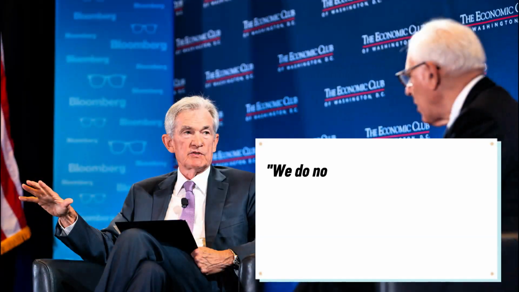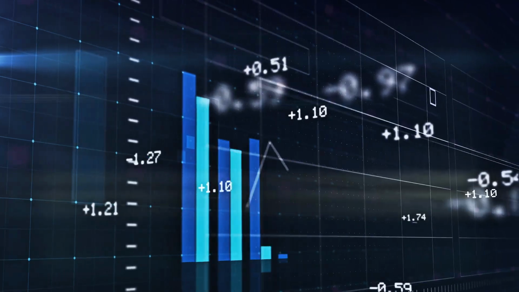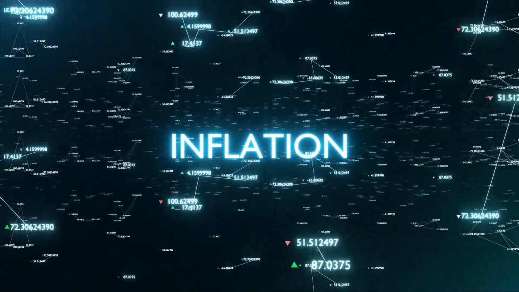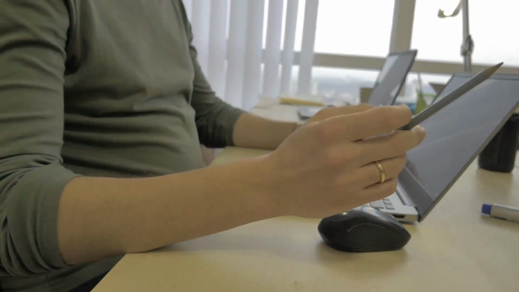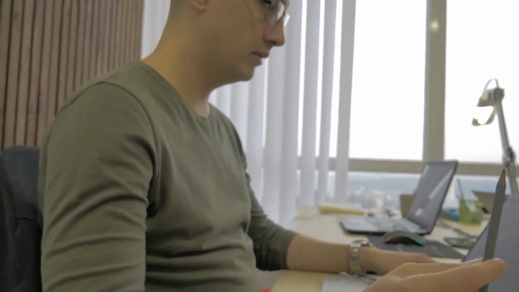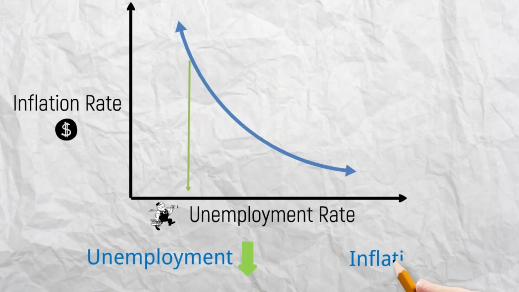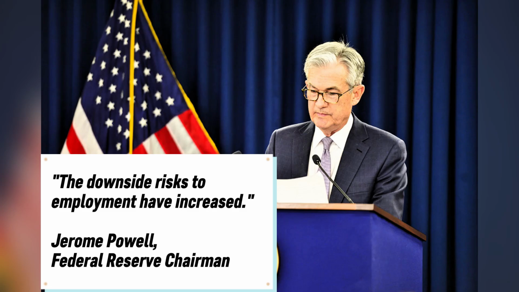Powell's comments were clear. "We do not seek or welcome further cooling in labor market conditions." As inflation continues to cool towards the 2% annual target, the Fed has shifted its attention toward rising unemployment, which recently reached a near three-year high of 4.3% in July, up from 3.4% a year and a half ago. The Fed's decisions are guided by its mandate to ensure low inflation and a robust labor market, and Powell emphasized that the downside risks to employment have increased.